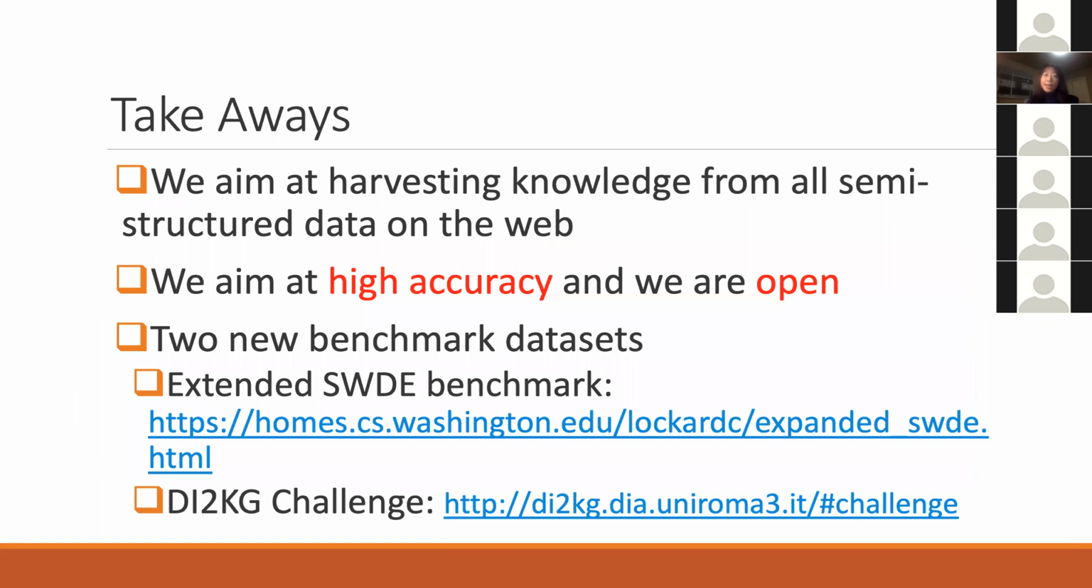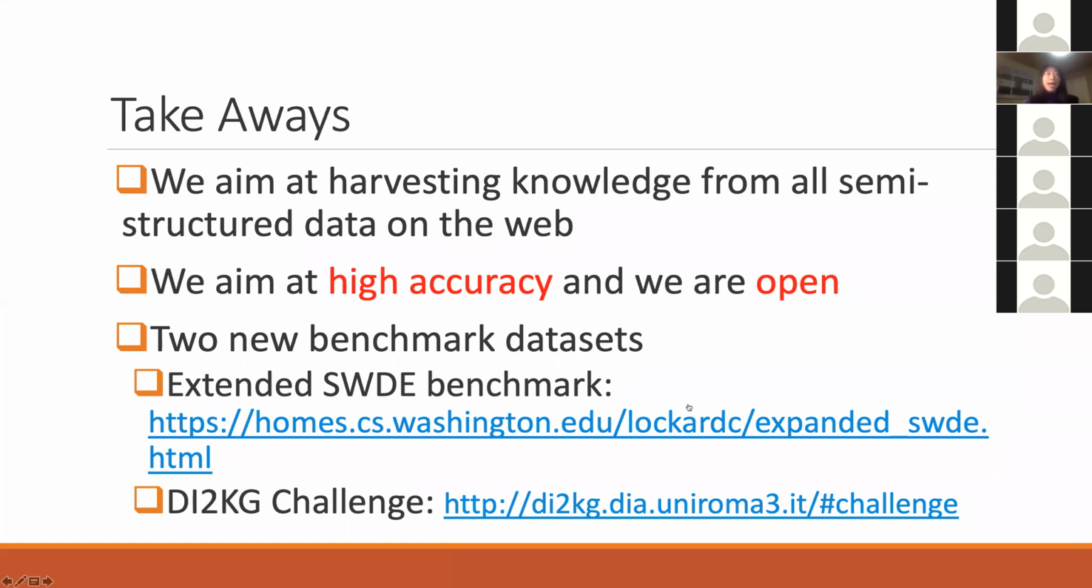Okay, so several takeaways. We aim at harvesting knowledge from all semi-structured data on the web, and we aim at achieving both high accuracy, and also we are open, so we hopefully could extract unknown unknowns. And there are still a lot of research problems to solve to really get there.